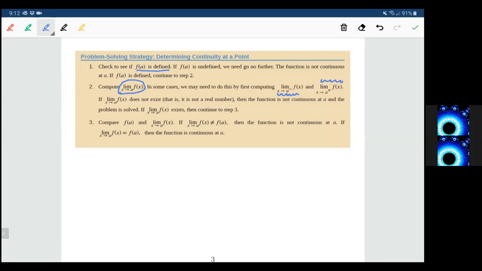If that limit does exist, then we have to check the comparison, and we'll compare f of a and the limit as x approaches a of our function. If the two are not equal, then we will also say that this function is not continuous. If they are equal, all three criteria for continuity have been met, and we will say that the function is continuous at our point x equal to a.